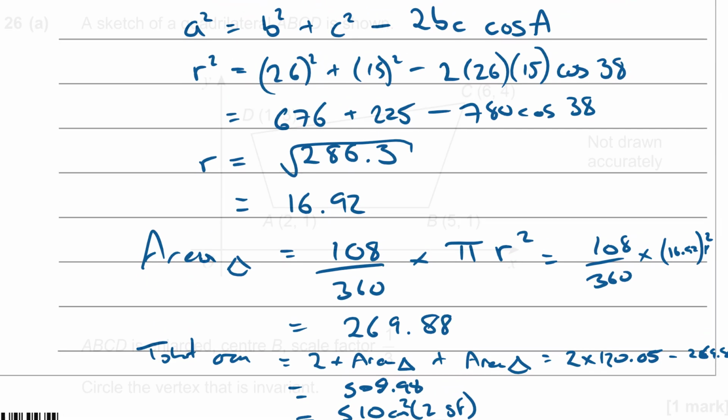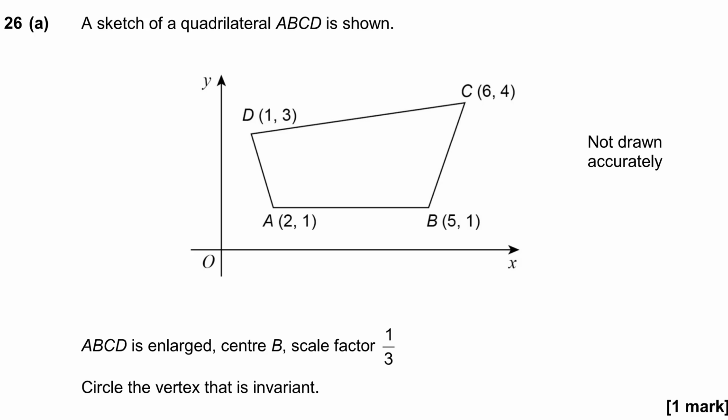Let's move on. Question 26a. A sketch of a quadrilateral ABCD is shown, and we're told that ABCD is enlarged, centre B, scale factor 1/3. So you know that an enlargement with a scale factor 1/3 is actually going to shrink my shape rather than grow it or enlarge it. It's going to actually get smaller. And if this is the centre of enlargement, then all the points are going to be 1/3 of the distance away from where they were to start with. So you can end up with a shape that looks a bit like this, kind of a smaller version of itself. B, being the centre of enlargement, will be unmoved, so that is the invariant point.